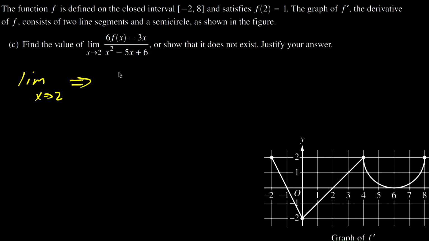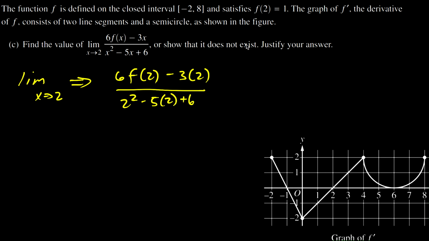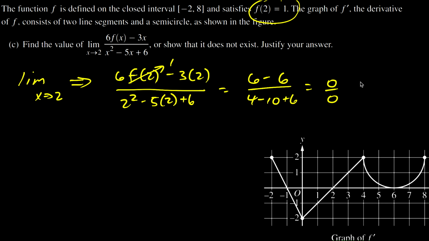So we get 6 times f of 2 minus 3 times 2, all over 2 squared minus 5 times 2 plus 6. And this is where we have to use f of 2. We know f of 2 is 1, so we can do that. This is equal to 6 minus 6 over 4 minus 10 plus 6, so we get 0 over 0. This immediately tells us we have the indeterminate form. So that means L'Hopital's rule applies.